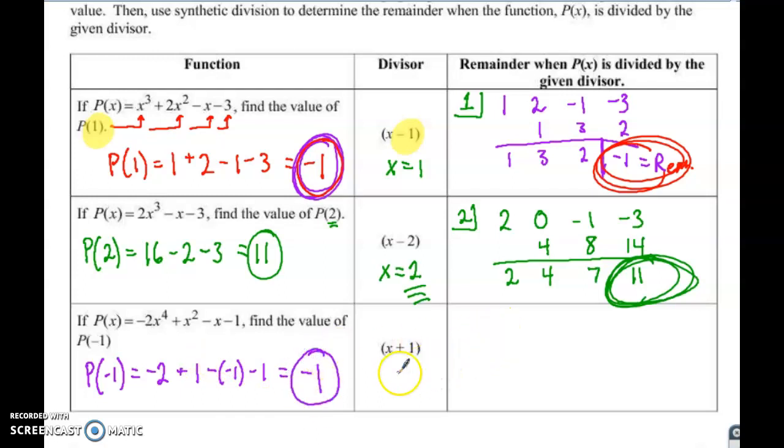Hope I did that right. And again, it says x plus 1, but we're putting negative 1 in the box. So again, set up your long division. Oh, I didn't mean to change colors.